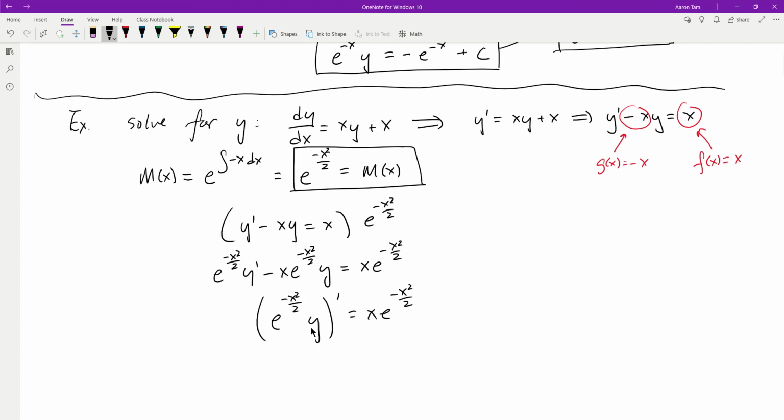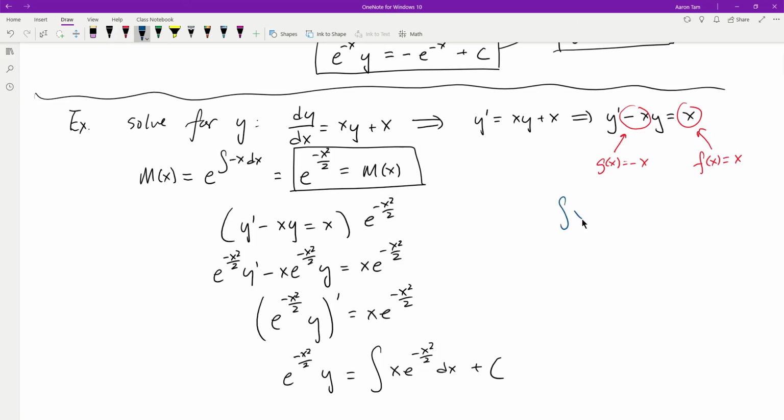So now that does require me to be able to integrate this part right here. That would be the tough part. So I'm going to write this first. e to the negative x squared over 2 y would equal the integral of x e to the negative x squared over 2 dx, and of course plus some constant c. Now this actually is not an easy integration, so I'm going to try to do that separately.